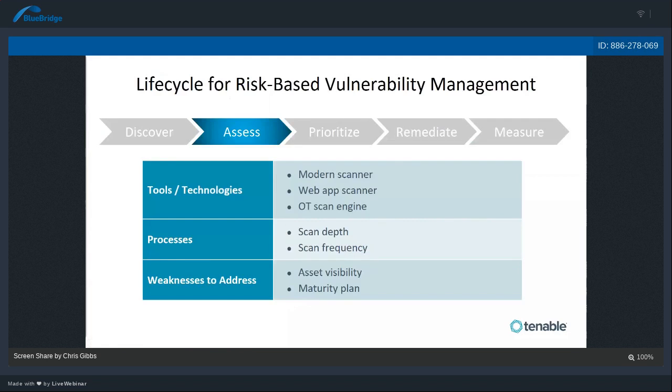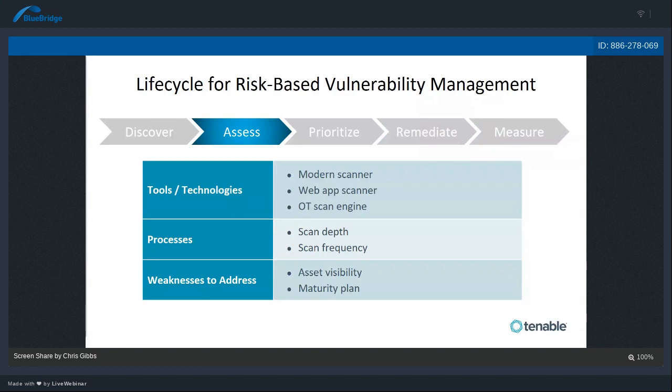The next stage in our life cycle here is the assessment. Now, we've done a discovery. We know the assets that we're interested in identifying and scanning. We've deployed our sensors to be able to do those scans, whether that's agents or scanners. And that's where the tools come into play.